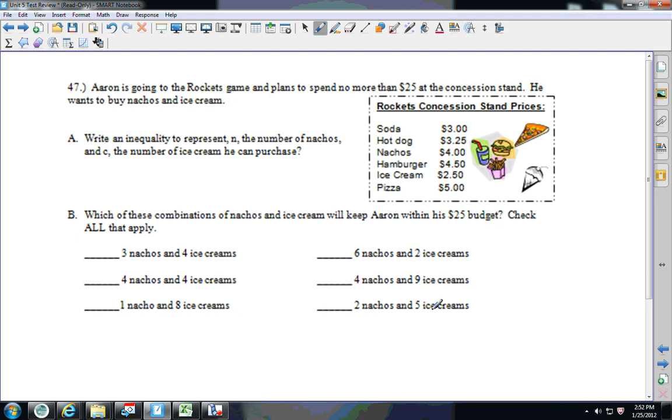Here's the next one. Aaron is going to the Rockets game and plans to spend no more than $25, less than or equal to $25. He wants to buy nachos and ice cream. So it says write an inequality to represent the amount of nachos and ice cream he can purchase. We have $4 times the nachos plus $2.50 times the ice cream. Has to be less than or equal to $25. That's all he has.